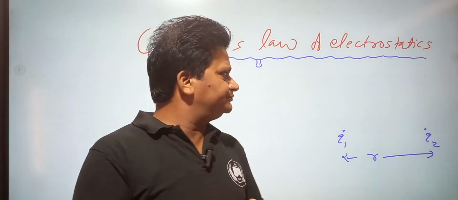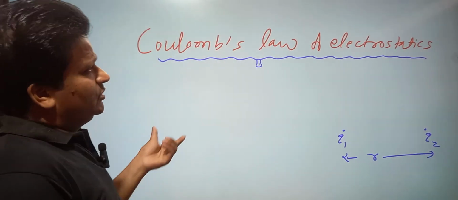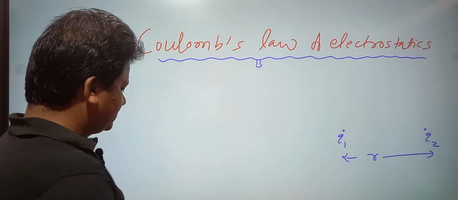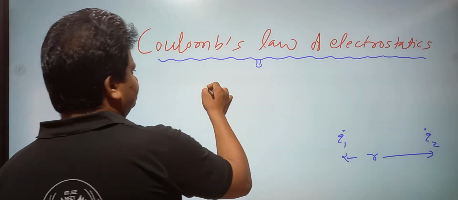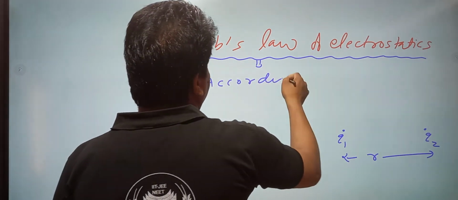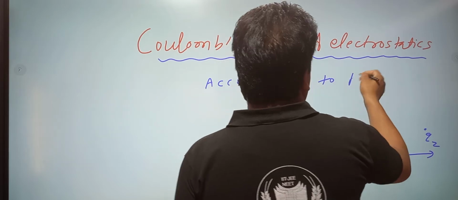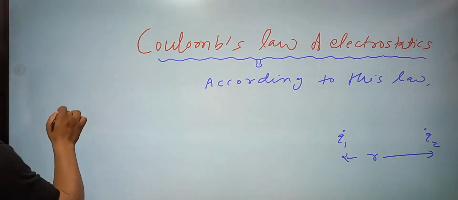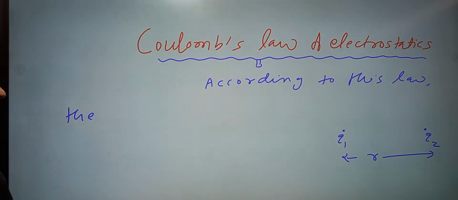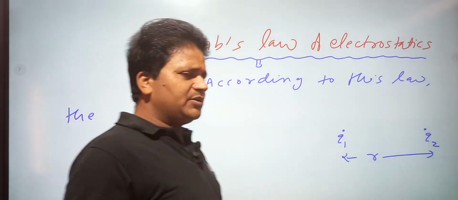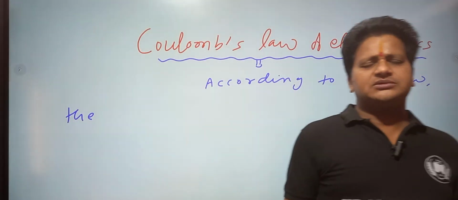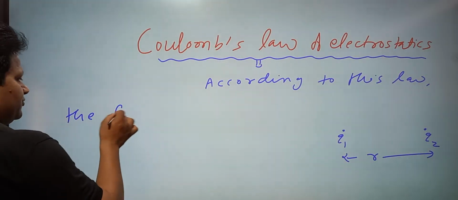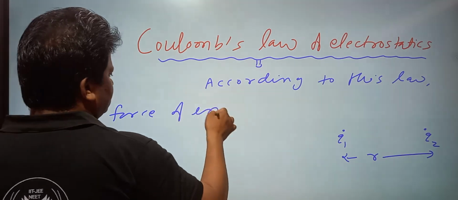Is it clear? First of all, I am going to explain this according to this law. The force of interaction. What is the meaning of interaction? There will be a possible repulsive force or attractive force.